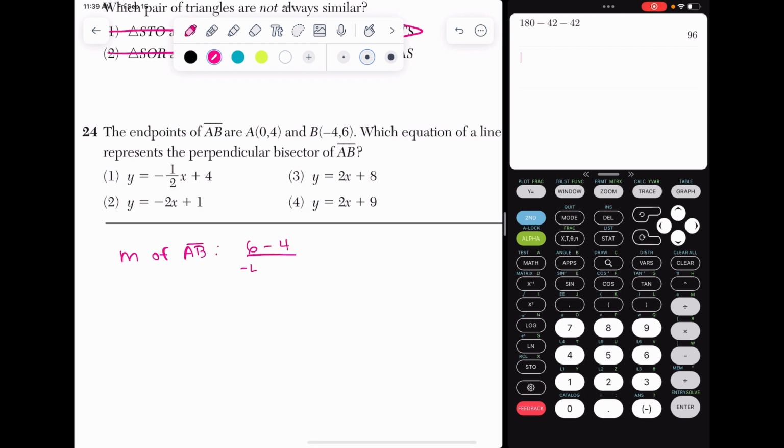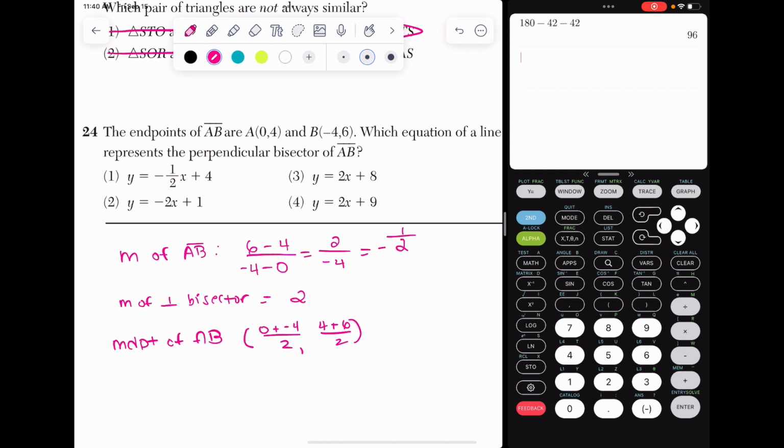So 6 minus 4 over negative 4 minus 0. So the slope of AB is negative 1/2. When we find the slope of the perpendicular bisector, they're going to be negative reciprocals to one another, so that's going to be positive 2. Now we have to find the midpoint of AB. A bisector goes through the midpoint. That's going to be using the midpoint formula. Add the x's, divide by 2, add the y's, divide by 2, and I'm going to get (-2, 5).